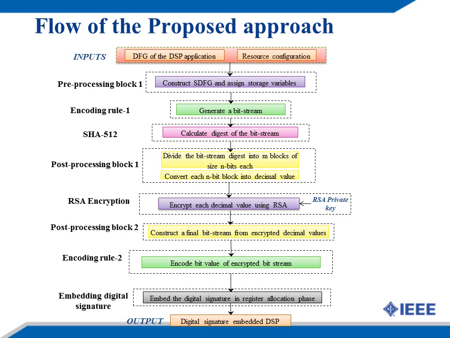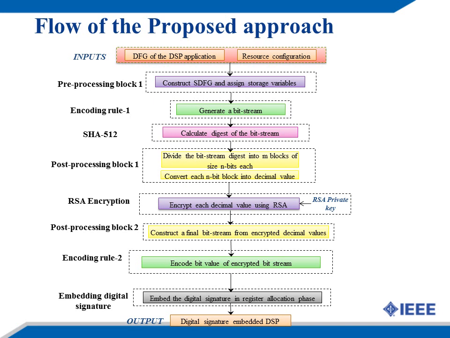Now once we have that, we start performing RSA encryption, where we encrypt each decimal value using RSA. As I said, here the RSA accepts a private key of the IP vendor, based on which it generates the digital signature. In post processing block 2, we construct the final bit stream from the encrypted decimal values. Once we have the bit stream in binary form, this is what is technically called a digital signature, which is nothing but signing off the hashed value of the given design.